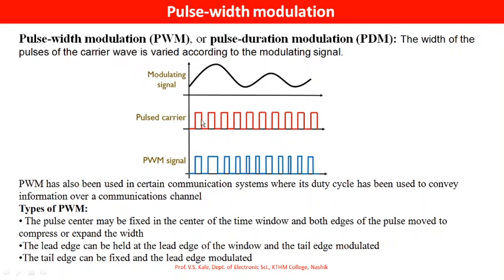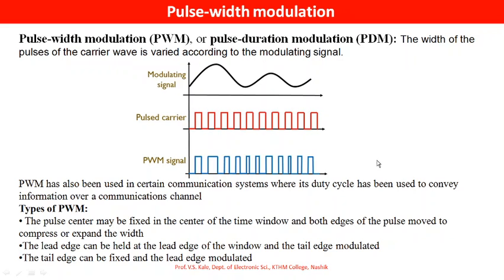This is tail edge. According to this, as amplitude increases, the width will be increased towards the left side. If amplitude decreases, it will be again decreased corresponding to the pulse carrier. So these are the three types of pulse width modulation.